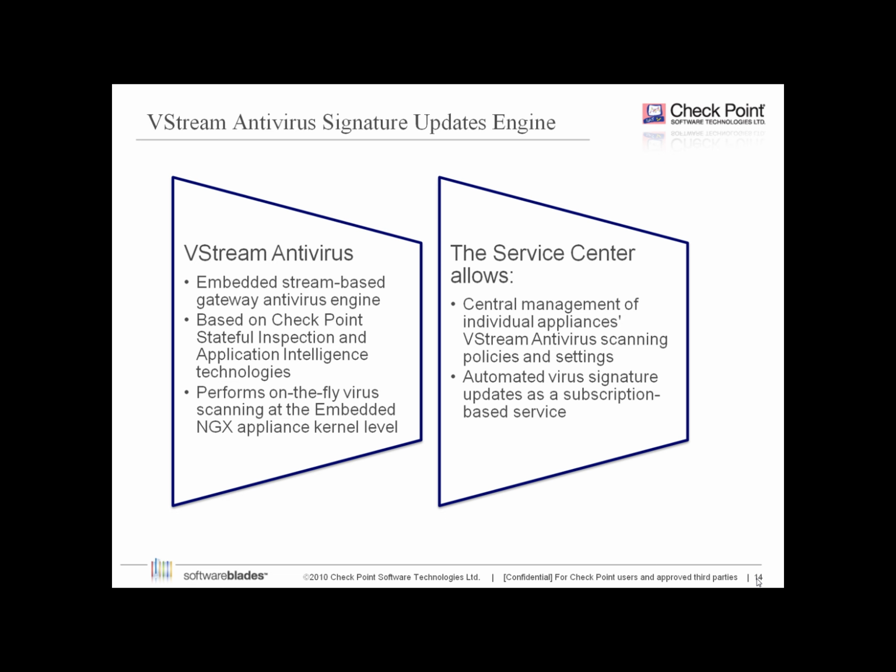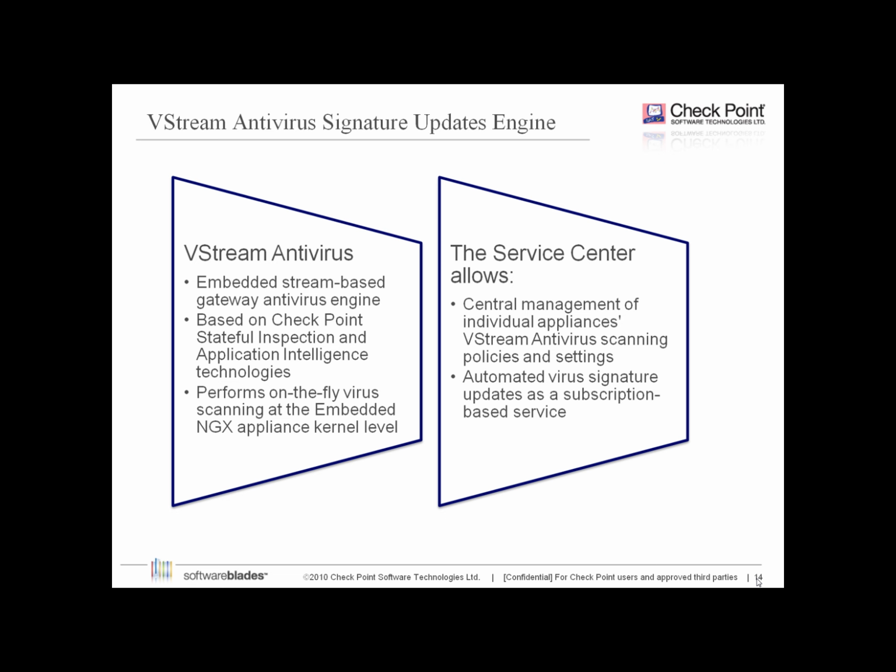The vStream antivirus signature update engine. vStream antivirus. This is the antivirus different from the CVP antivirus that we talked about. This actually resides on the appliance itself and scans viruses on the fly. So it's an embedded stream-based gateway antivirus engine based on Check Point Stateful Inspection and Application Intelligence technology, performing on-the-fly virus scanning at the embedded NGX appliance kernel level, so very high performance.